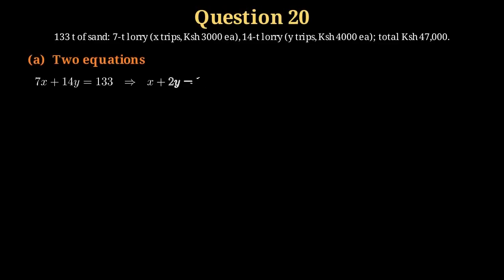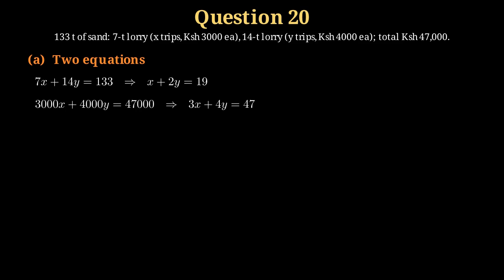Question 20, Part A. The 7-ton lorry makes X trips of 7 tons. The 14-ton makes Y trips of 14 tons. The total sand, 7X plus 14Y, equals 133. Dividing by 7, X plus 2Y equals 19.